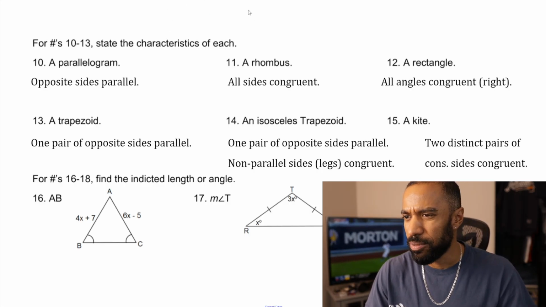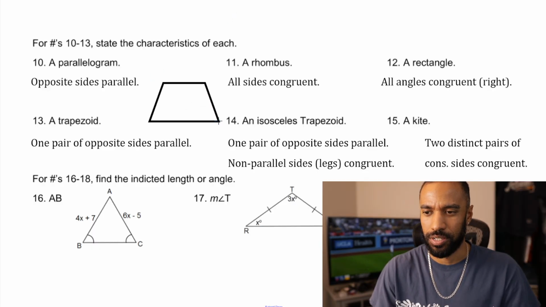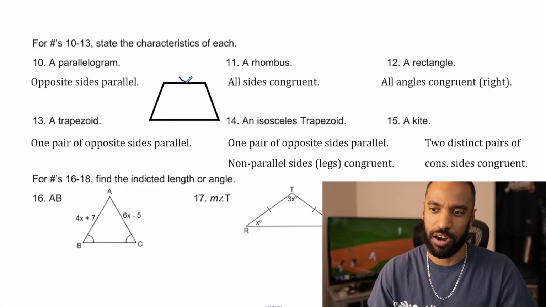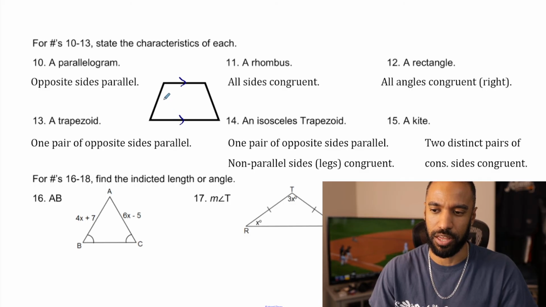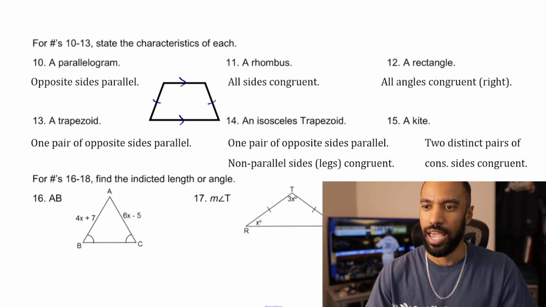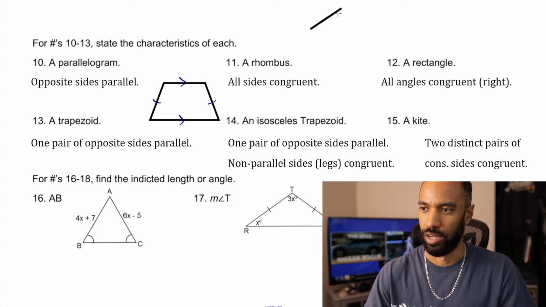Do they have a kite shape on this thing? Don't look like it. So here's a trapezoid. This is an isosceles trapezoid. Here's a pair of parallel sides. The other sides are not. In an isosceles trapezoid, these two are congruent to each other. A kite would kind of look like this here.